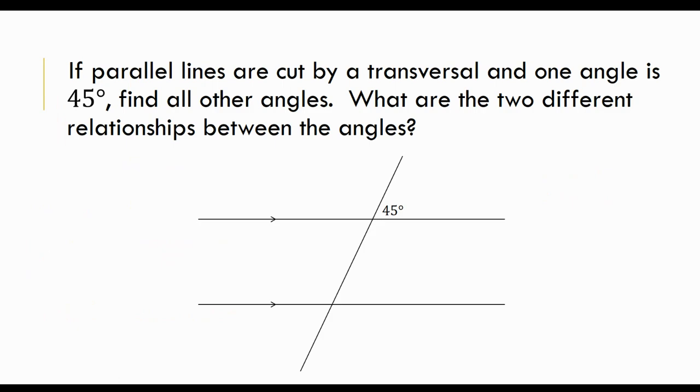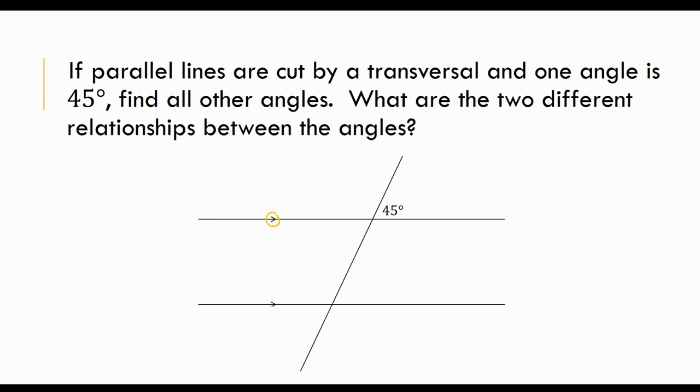All right, so we've talked about 3 different postulates and theorems dealing with if I have parallel lines, then there are different types of angles that are congruent. So if I'm looking at this picture, it says if parallel lines are cut by a transversal and one angle is 45 degrees, we're going to find all the other angles, and then we're going to talk about the fact that there's actually 2 relationships between these angles.